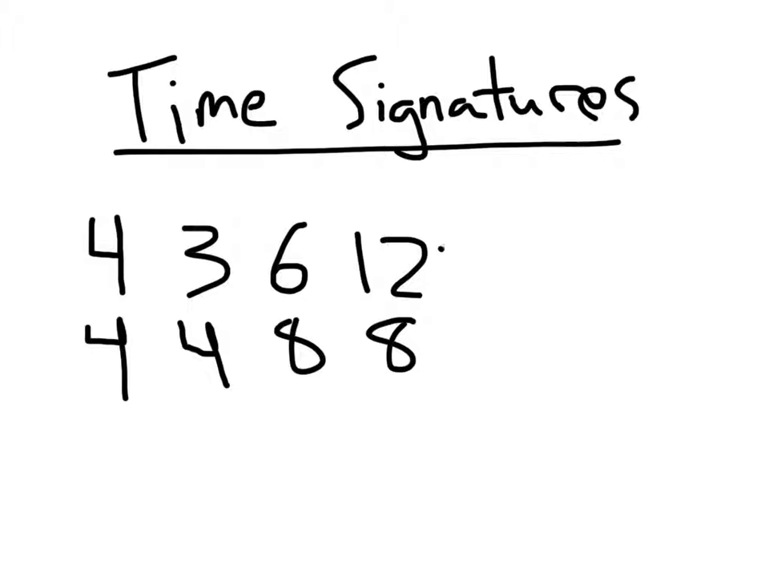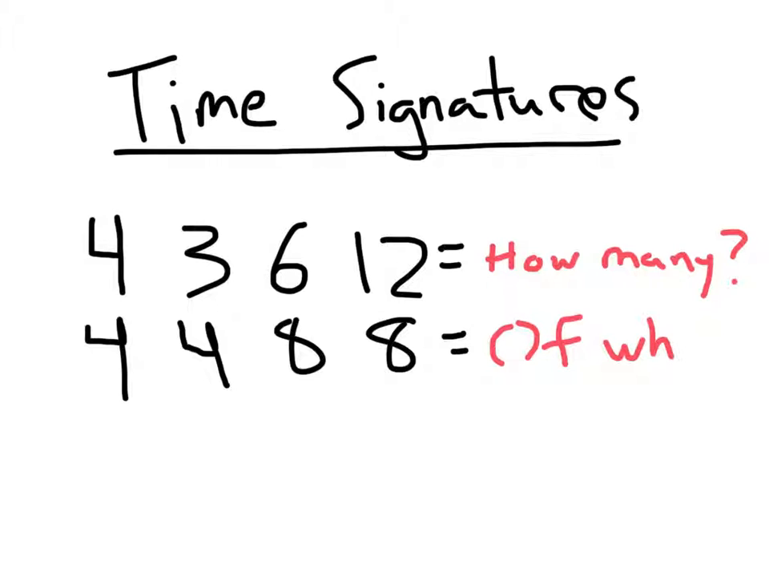Now, what I want you to be able to recognize is what the top number means and the bottom number means. Simply, the top number is going to answer the question, how many? And then the bottom number is going to answer the question of what? So just think to yourself, top number, how many of the bottom number. And this is going to be how many notes? It's going to be what kind of note. Let's move on for a second. It'll become clear in a moment.